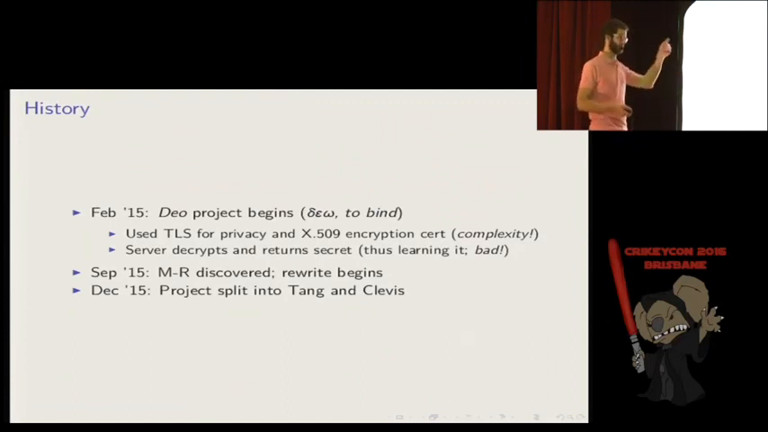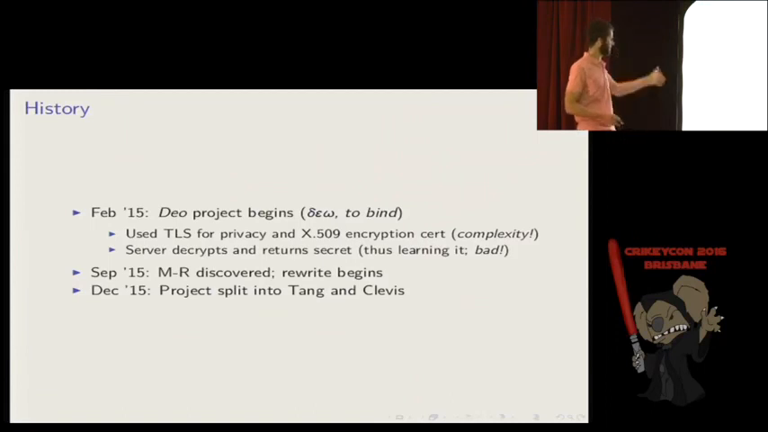So in Deo, in the original implementation, you could encrypt this secret yourself using the server's encryption certs. But to decrypt, you had to send the encrypted blob to the server. The server would decrypt it, thus learning the secret, and send the secret back through the TLS channel. And this violated one of the design goals. But we hadn't discovered a better way to do it at that point.